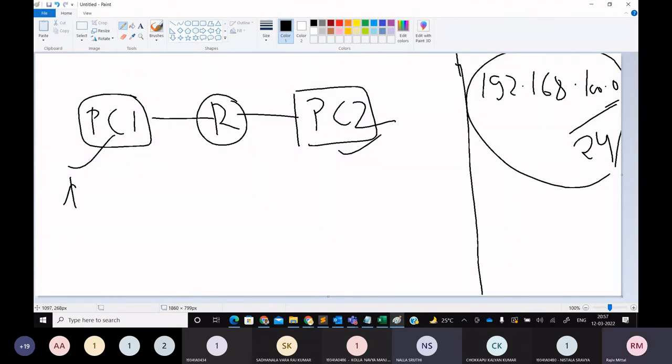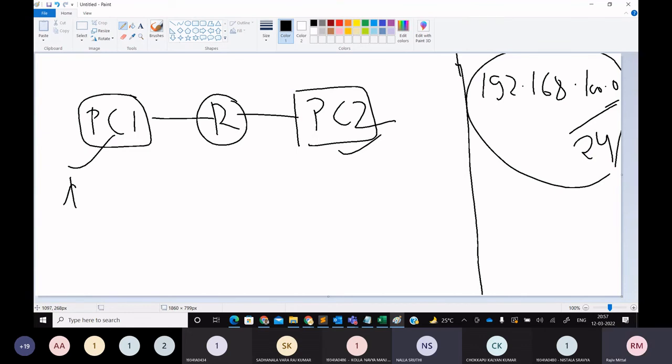Now this is the third concept. Already we have seen two concepts on how to do subnetting. Now we have seen that if switches are connected, the IPs have to be in the same subnet, and if it's a router, it has to be another, right? And we were finding out the subnet mask, the network ID, and the broadcast ID.